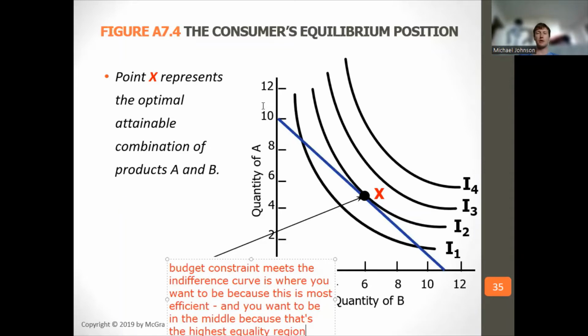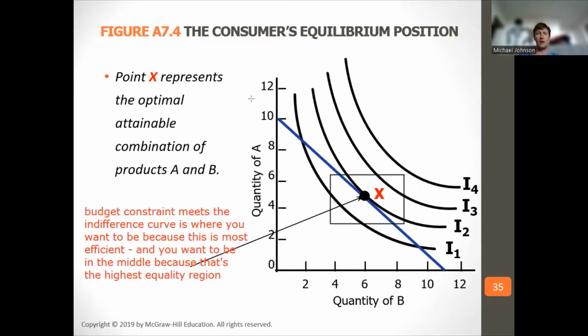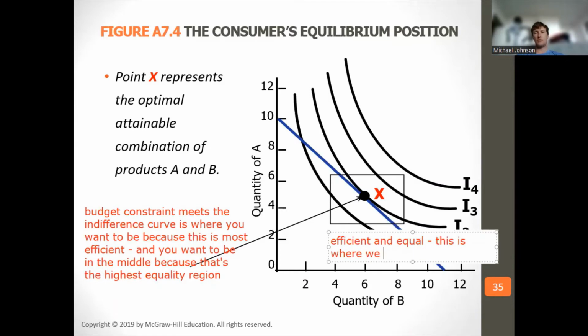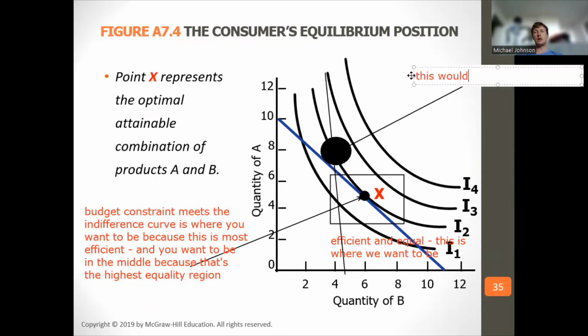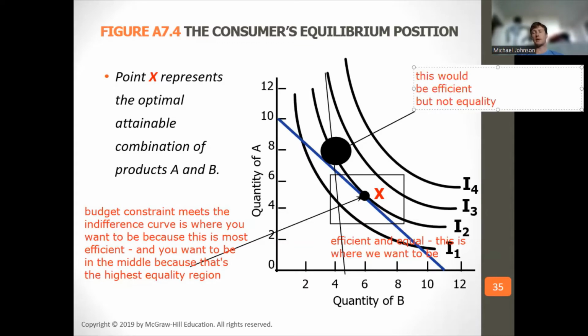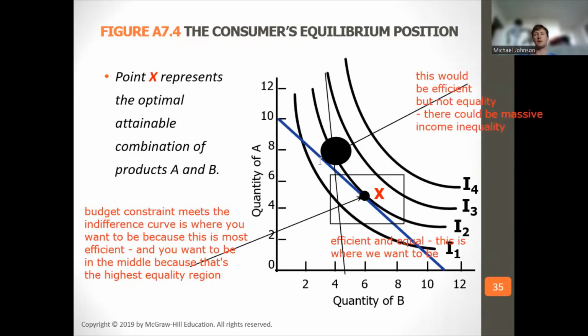So here we're in the middle. So we're efficient and equal. So this is where we want to be. But if we were here, this would be efficient but not equal. There could be massive income inequality. Yeah, so we want to be in the middle. That's where we want to be.